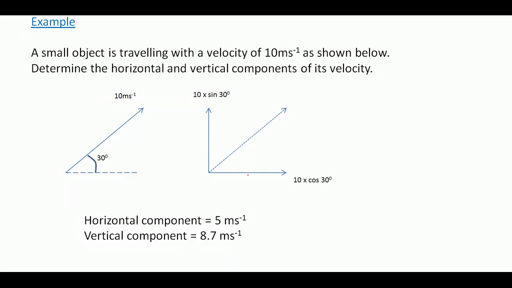So the horizontal component, that is this here, is given by 10 multiplied by cos theta, which in this case is 30 degrees, so it's 10 multiplied by cos 30. That will give us 8.7 meters per second. To get the vertical component, which is here, it will be 10 multiplied by sine theta, or 10 multiplied by sine 30 degrees, and we end up with 5 meters per second. So we can find the vertical component by either using sine or cosine, or we can measure it directly if we are given a diagram.